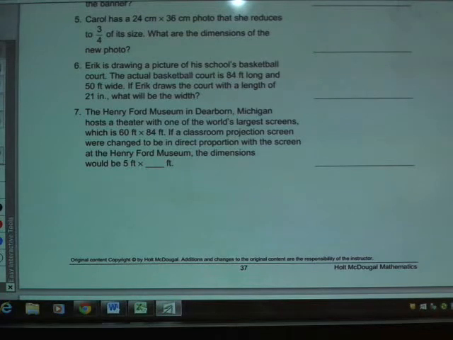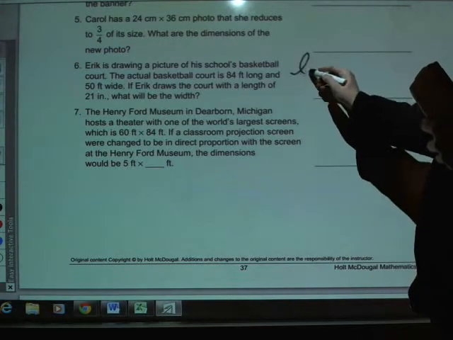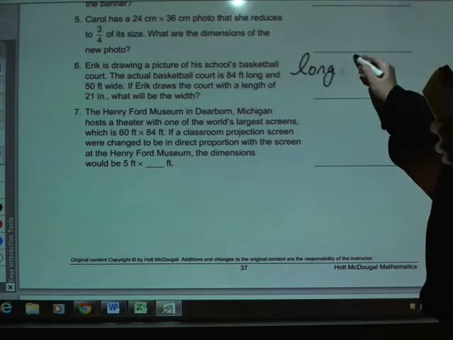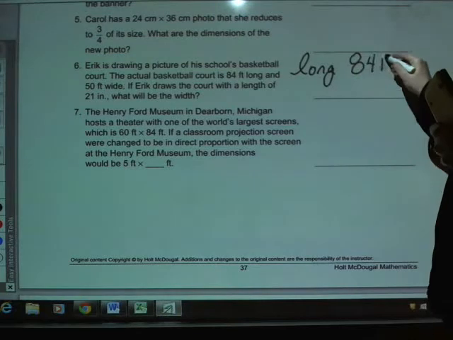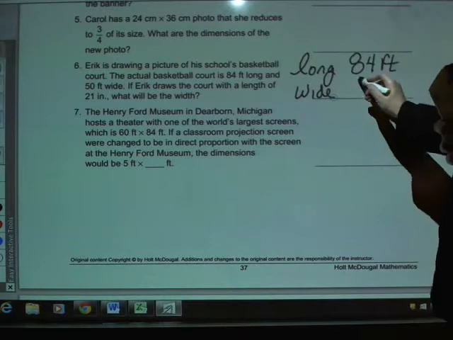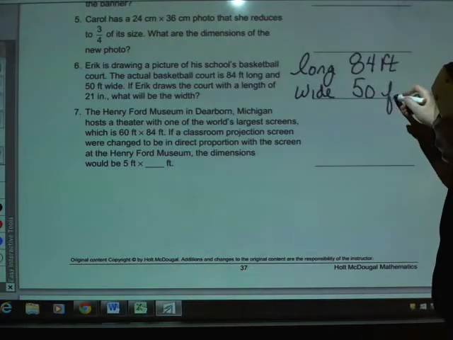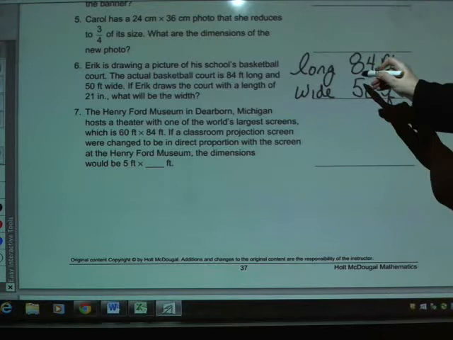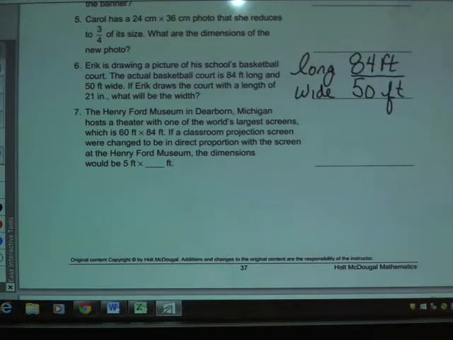All right, we'll do one more and we'll go ahead and take a look at question number 6. It says Eric is drawing a picture of his school's basketball court. The actual basketball court is 84 feet long and 50 feet wide. Then he's going to draw the court, a scale drawing, and the length is going to go down to 21 inches. And they want us to find the width.